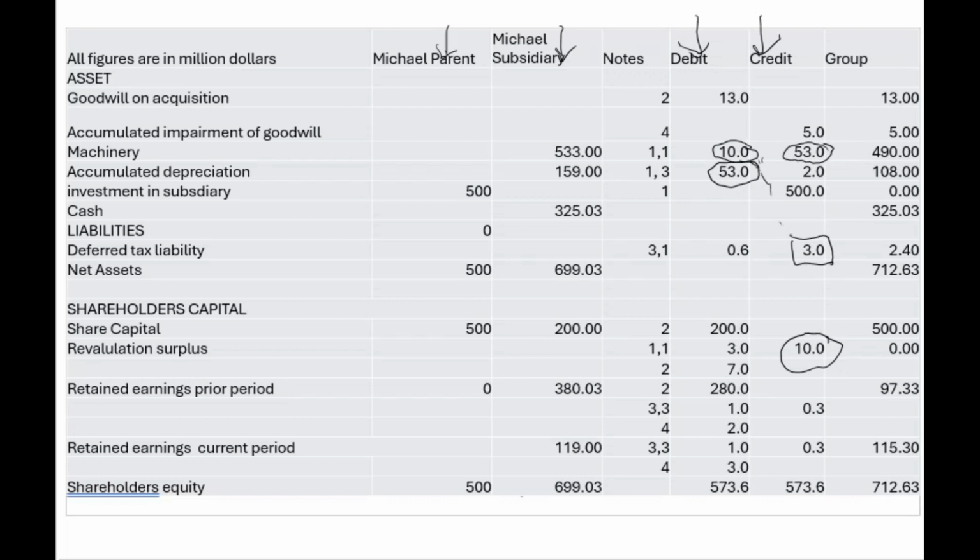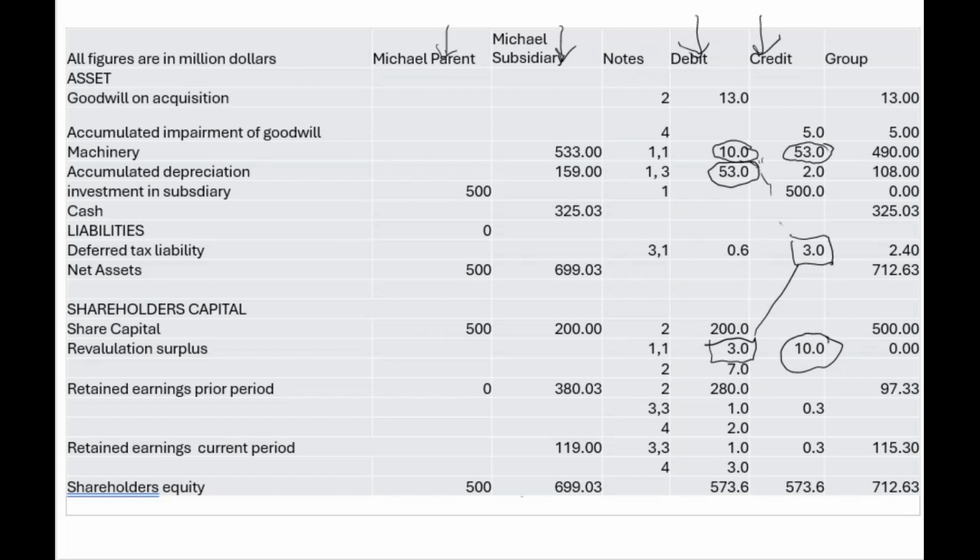The debit for that is not income tax expense because it's unrealized gain. So we debit the revaluation surplus. There's also a revaluation surplus that we have. That revaluation surplus is now 7 credit.